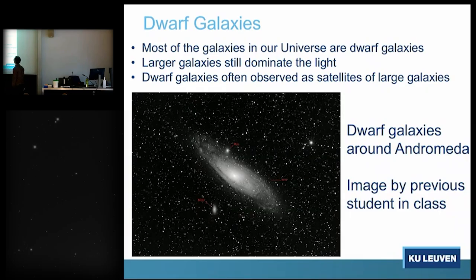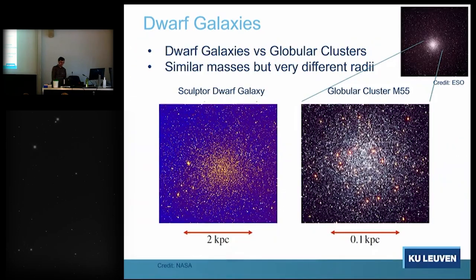Here is another image of one of the previous students in the class, and here you see again the Andromeda galaxy, and you can see some of the dwarfs here. But you can easily imagine that as we go further and further away in the universe, we see fewer and fewer of these dwarfs, and we're dominated by the big one in the middle in this case. So I think that should be a logical understanding. But it is important to remember that most of the galaxies in the universe, if we infer from our local neighborhood, will be dwarf galaxies, but they don't dominate the light.